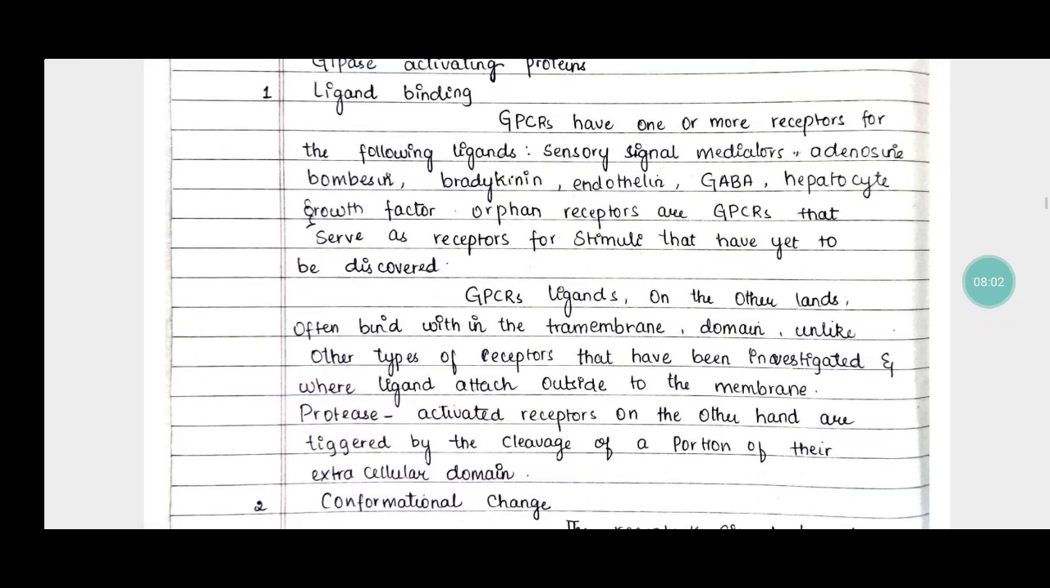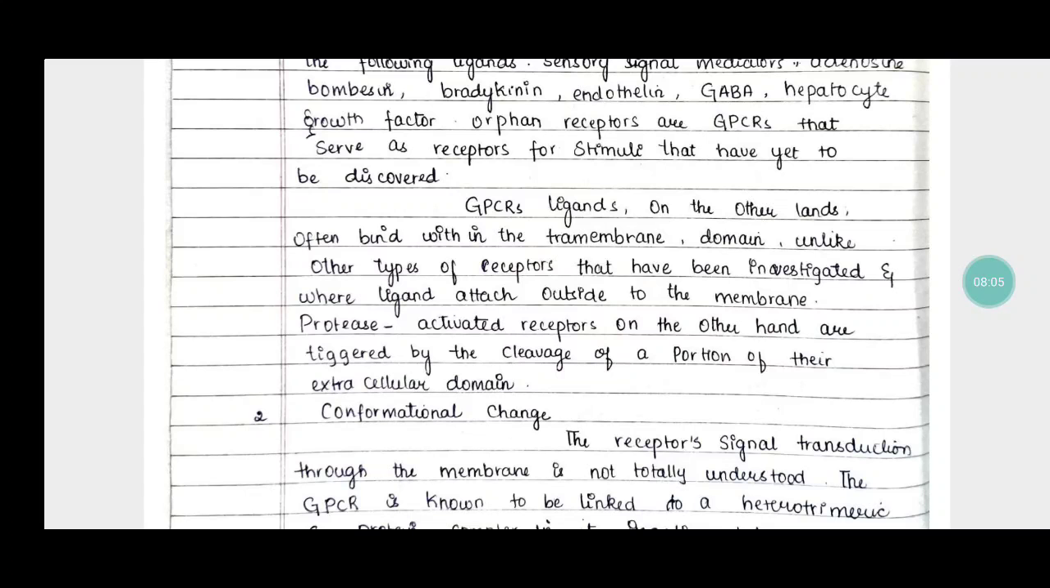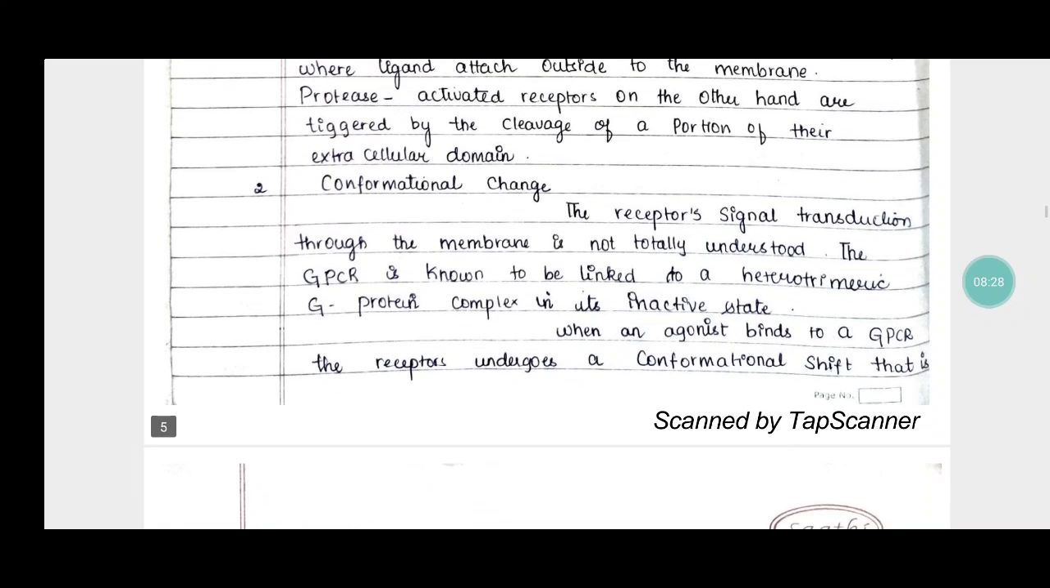G protein coupled receptor ligands, on the other hand, often bind within the transmembrane domain, unlike receptors where the ligand attaches outside the membrane. Protease-activated receptors, on the other hand, are triggered by the cleavage of their extracellular domain. And number 2, conformational changes.